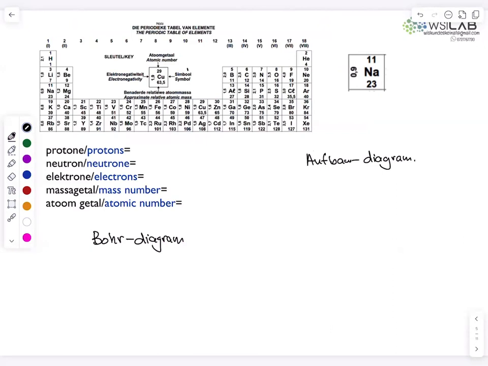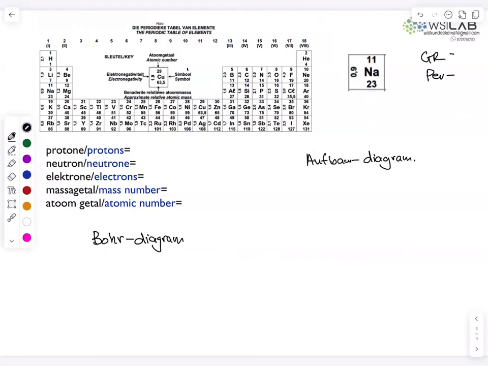So for the Bohr diagram, you first need to answer the following: group number and period, because that will help you a lot. The group number shows you how many electrons you must draw. Period 3, group 1. Okay, see what you can do.